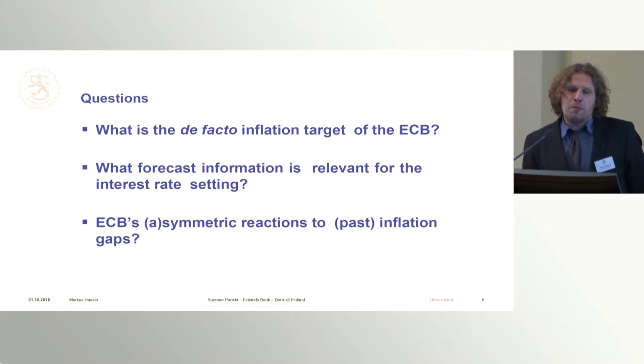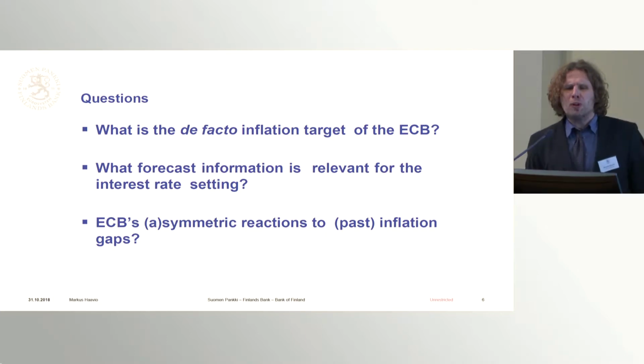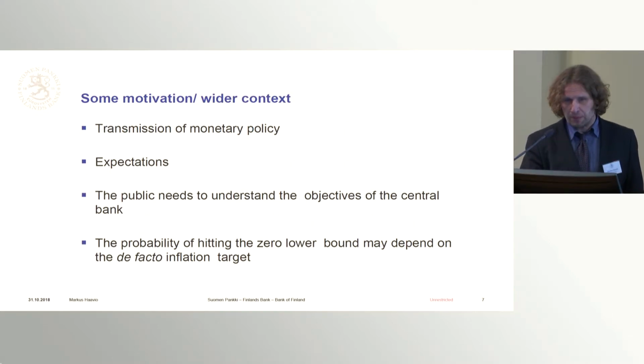So the questions we are trying to ask are, what is the de facto inflation target of the ECB? So we are basically trying to find a number, some exact number. And also what forecast information is relevant for the interest rate setting. And we are also trying to address the question whether or not the ECB's reactions are asymmetric or symmetric, whether or not the ECB perhaps reacts more strongly to higher inflation than to lower inflation.